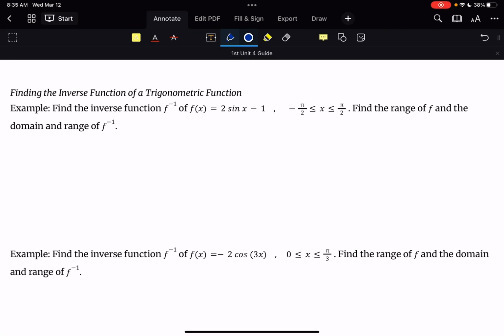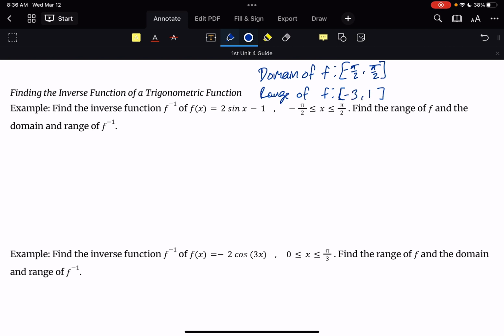Okay, so finding the inverse of a trig function, so I have 2 sine x minus 1. So this gives me that the domain of my function is negative pi over 2 to pi over 2. And then to find my range, I can work with my midline and my amplitude. Since I have a midline of negative 1 and an amplitude of 2, I know that I'm going to have a maximum value of 1 and a minimum value of negative 3. So the range is going to be negative 3 to 1.